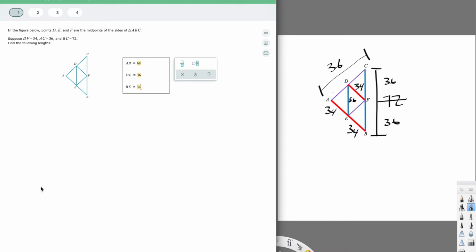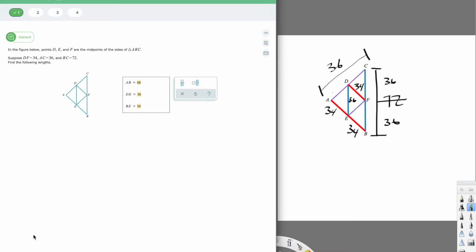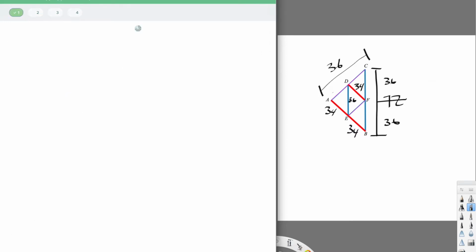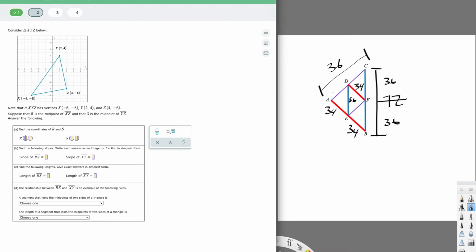All right, check. Perfect. So the next guy, we're going to be taking a look at proving the triangle mid-segment theorem, just walking through these steps.